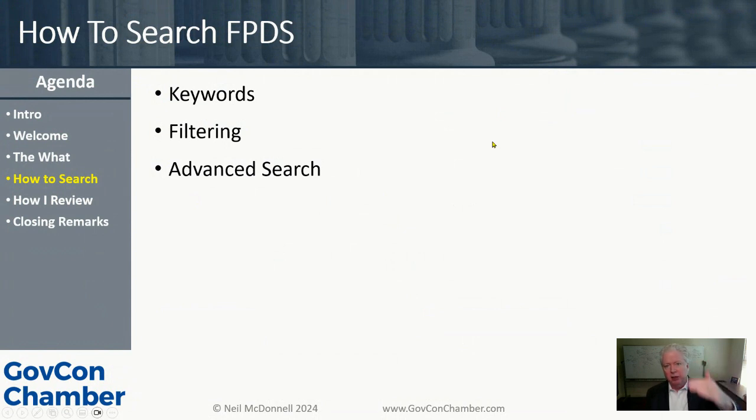But these are the levels of maturity of searching in FPDS. First, you just try a keyword, and a NAICS code could be a keyword like 541511. If you put those 6 numbers into a keyword, it's kind of the same thing. It'll look for it. The second way is filtering. The third way is advanced. So we'll get to that.